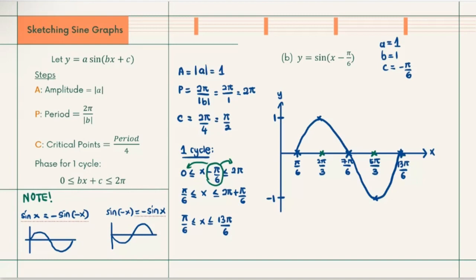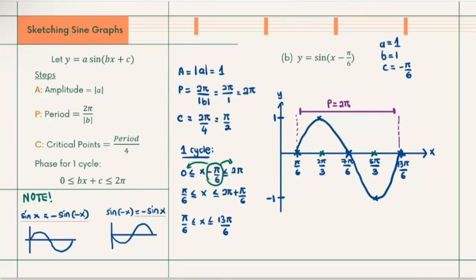And then kalau kamu tengok antara sini sampai sini, kalau kita kira jarak dia, okay, distance dia kat sini. So 13/6 kita tolakkan dengan 1/6. So saya dapat 2 pi. So this is our period actually.